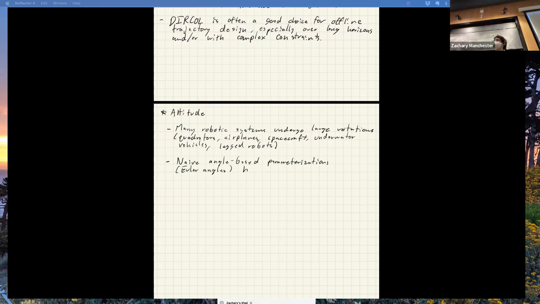Does anybody know what I mean by singularities with Euler angles? Anyone want to give a good definition of what I mean when I say Euler angles have singularities? You guys talked about this before? Anybody know what I mean?